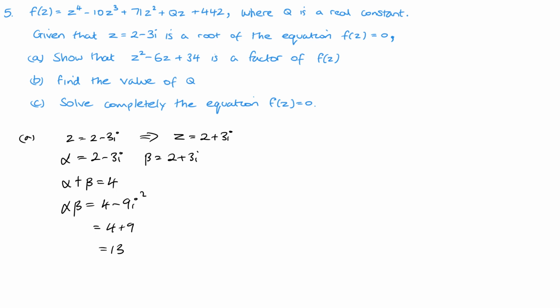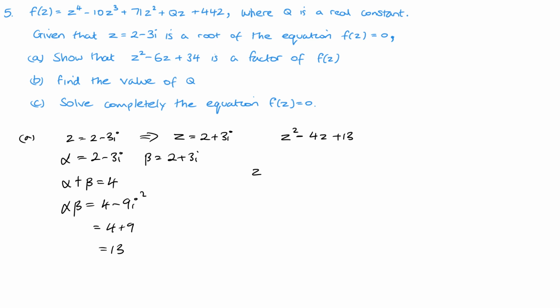That means that my quadratic is going to be z squared minus 4z plus 13. Now, I've kind of jumped ahead here, haven't I? That's not what we needed to do for A. Apologies. Actually, I can go from this point. It doesn't really make a difference.